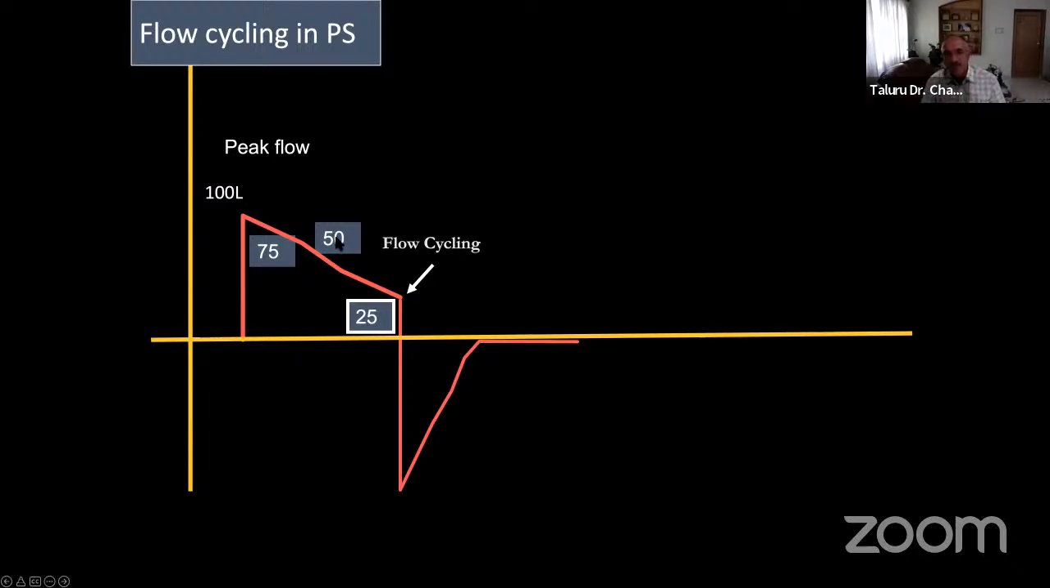You always remember flow cycling occurs like this. Peak flow 25% or 50% or 70%. You can set it, but by default it is at 25%.